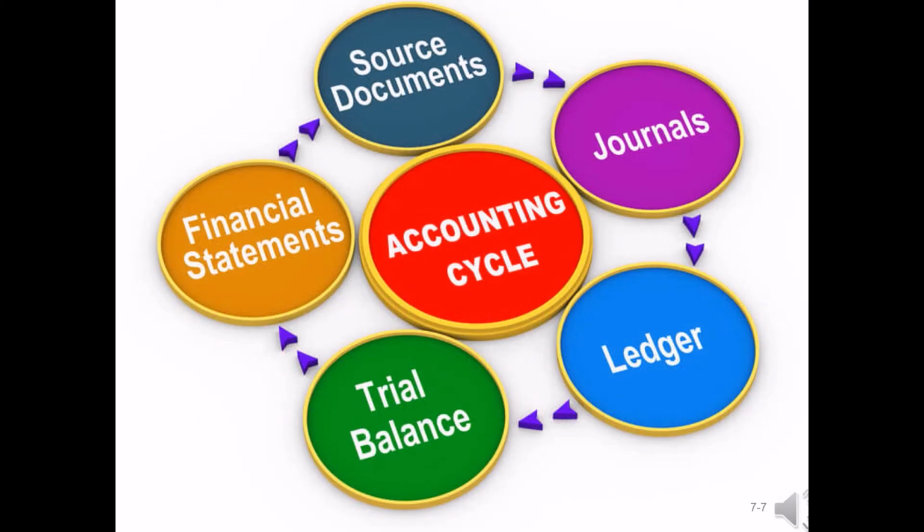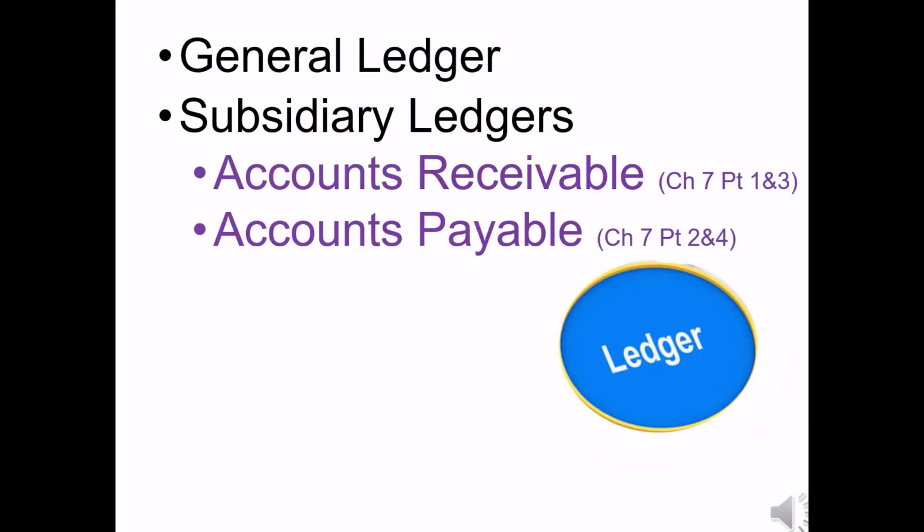Remember that after we wrote journal entries, we posted those entries into our ledger accounts. The only ledger we've used so far is the general ledger. In addition to the general ledger, we can have subsidiary ledgers that help us keep track of things. Two examples are the accounts receivable subsidiary ledger and the accounts payable subsidiary ledger.